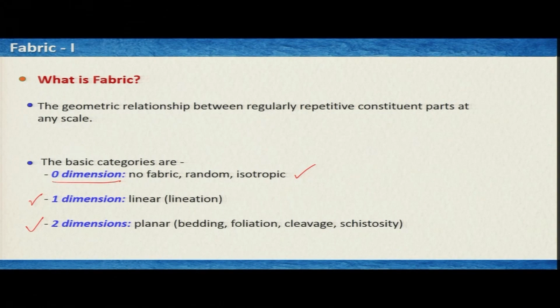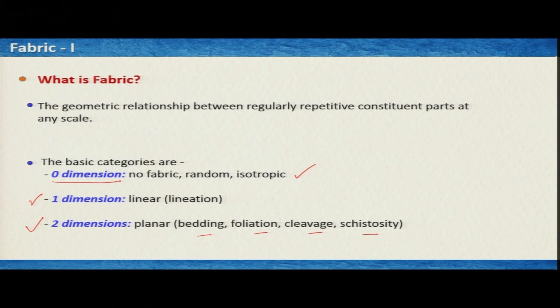So, fabrics are only visible in 1 direction, and of course, there are 2 dimensional fabrics which we will be discussing in this lecture and in the next lecture, known as planar fabrics, and that include bedding, foliation, cleavage and schistosity.